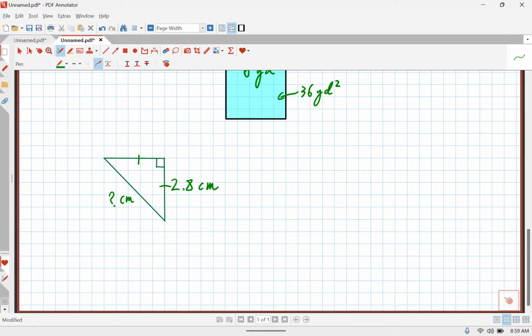Depends on what you mean by them. Beautiful, very good. Yeah. And since there's two of them, what are you going to do with that number there? So, go ahead and do that again. 2.8 times 2.8. Beautiful. There you go. That's the area on one of them, okay?